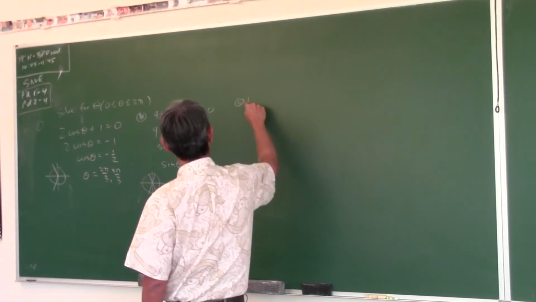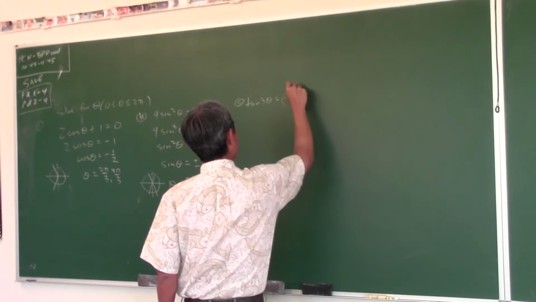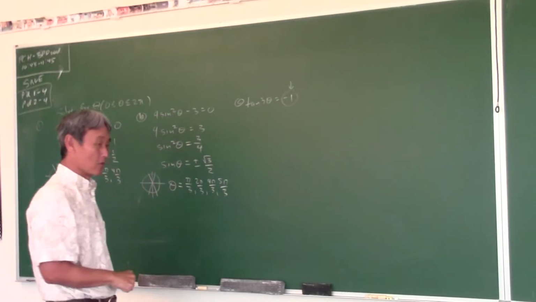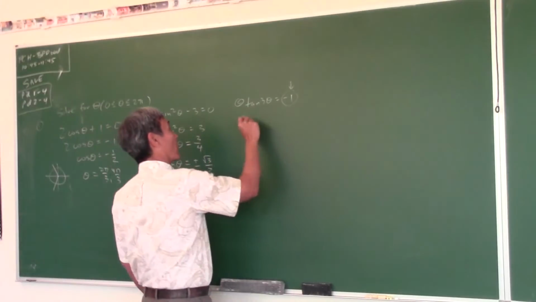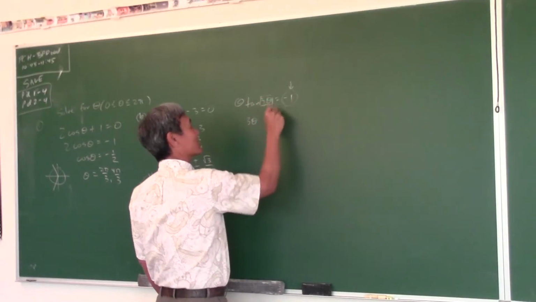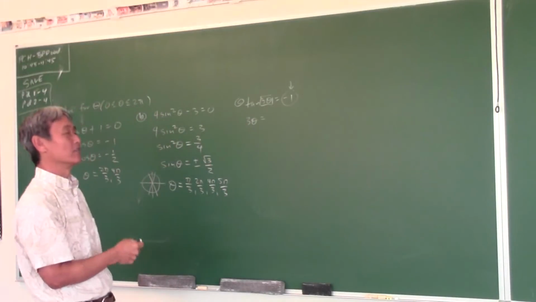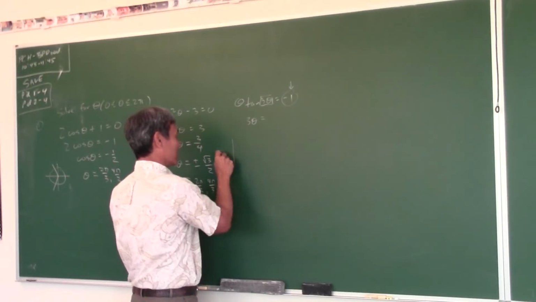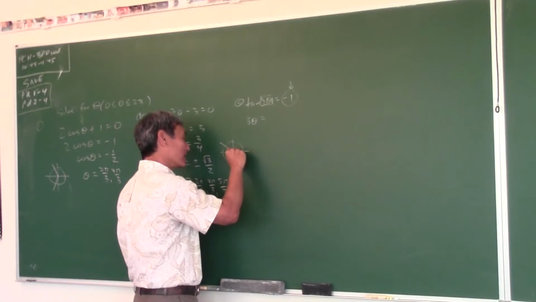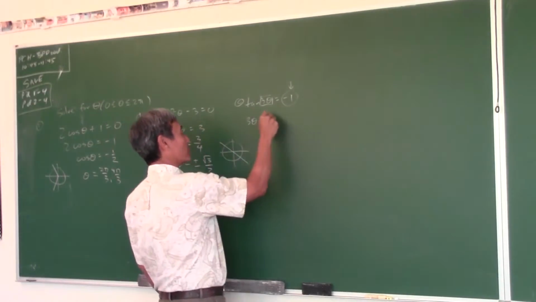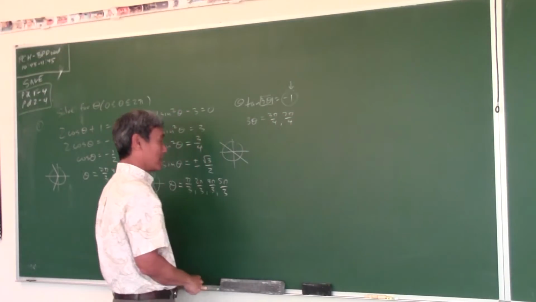C. Tangent 3 theta is equal to -1. Now, is this a number you're supposed to know for tangent? Yes. So, all you do is think of this as just an angle measurement. Tangent of what angle will give you -1? That would be here and there. So that would be 3 pi over 4 and 7 pi over 4.